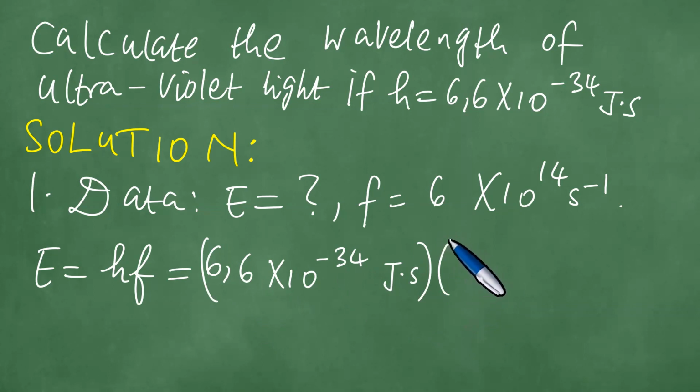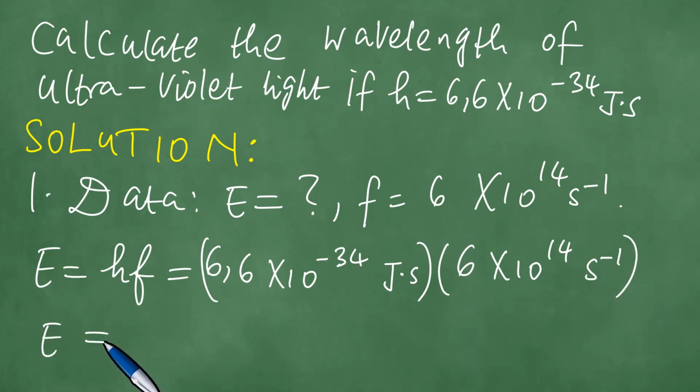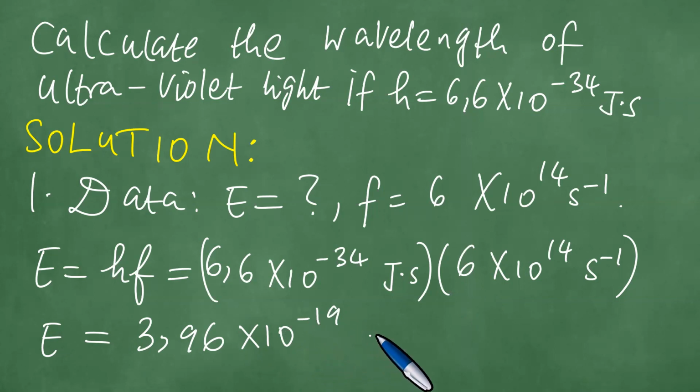F is 6 times 10 to the 14 per second. So if you use a calculator, 6,6 times everything here gives us 3,96 times 10 to the power minus 19 joules. You can use your calculator and tell me what you're getting here, Luyanda. If you do 6,6 times 10 to the minus 34 times 6 times 10 to the power 14, can you verify that this answer is correct? Tell me what you're getting if you multiply these two things on your calculator, please.